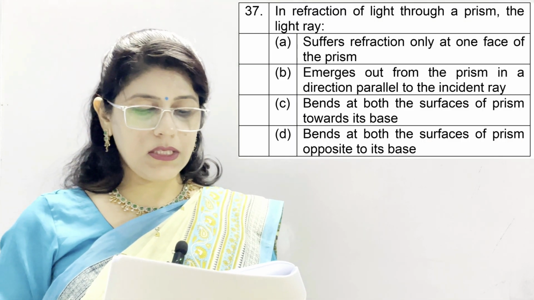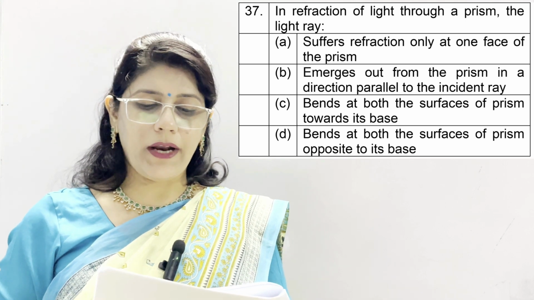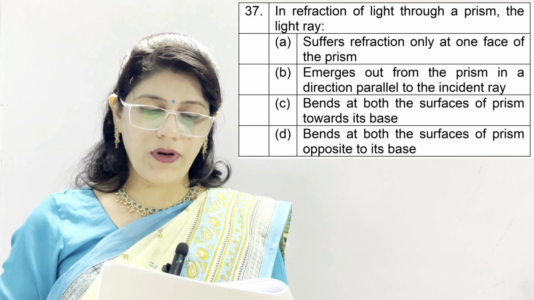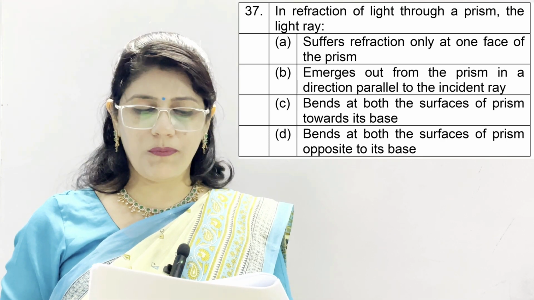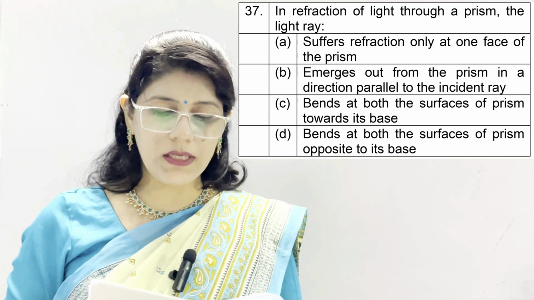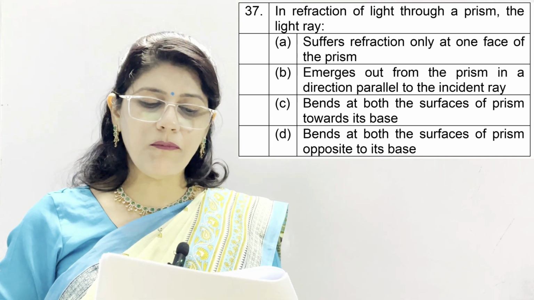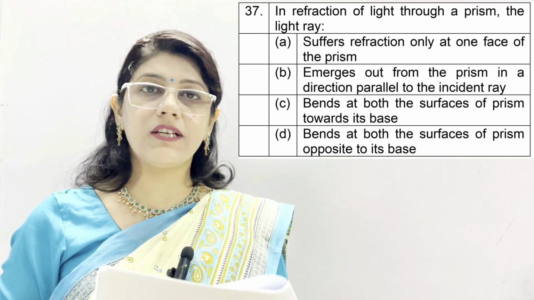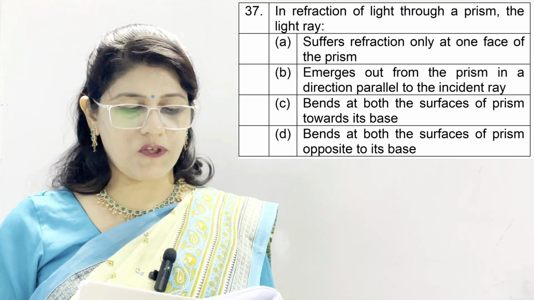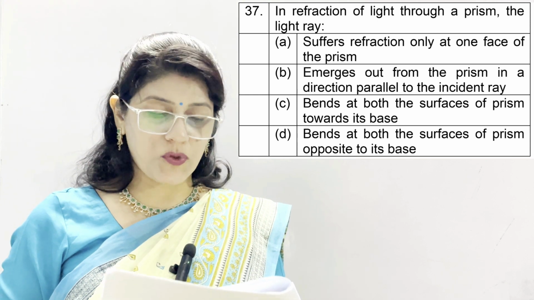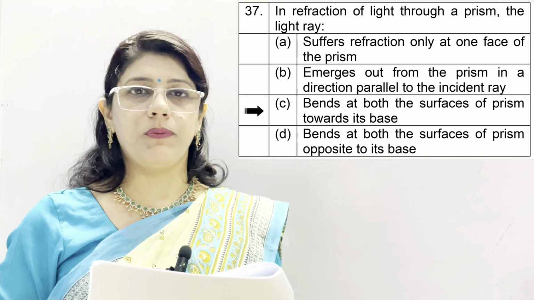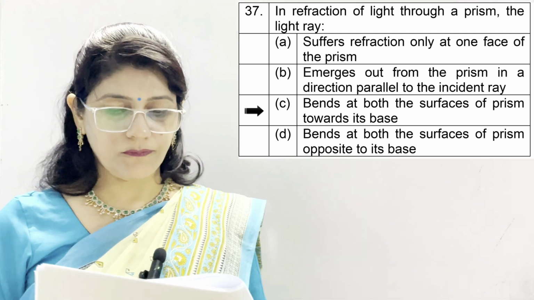In question number 37, in refraction of light through a prism, the light ray: option A, suffers refraction only at one face of the prism. B, emerges out from the prism in a direction parallel to the incident ray. C, bends at both the surfaces of the prism towards its base. And D, bends at both the surfaces of the prism opposite to its base. And the correct option is C, which means it bends at both the surfaces of the prism towards its base.